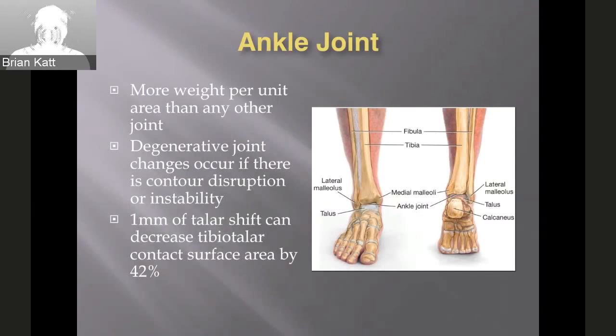So the ankle joint bears more weight per surface area than any other joint in our body. It can be prone to degenerative joint changes if there's any loss of contour or if we have chronic instability. And there's articles that show if you have 1 millimeter of shift of our talus within our ankle mortise, it can decrease the tibiotalar contact surface area by 42%. So essentially what this means is that the ankle can be prone pretty easily to developing arthritis.